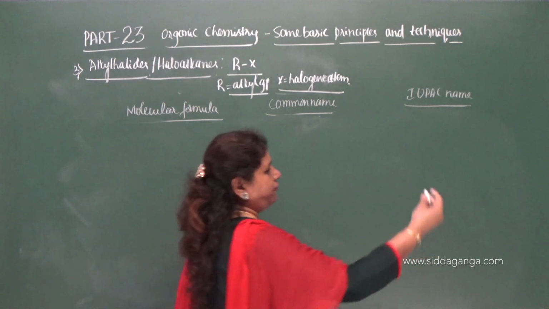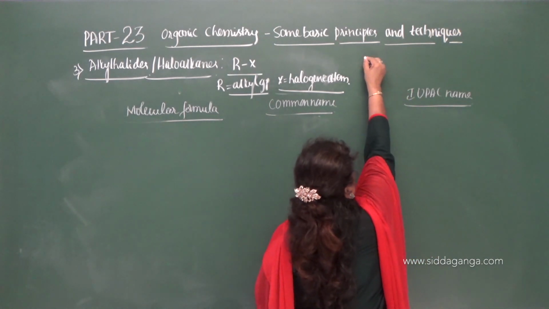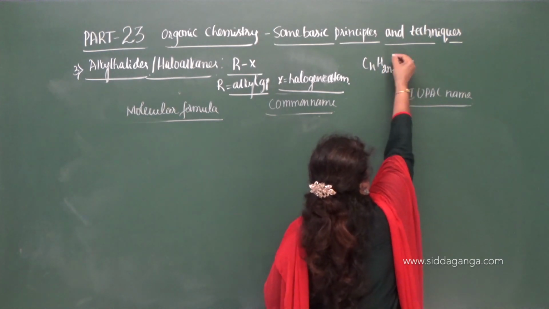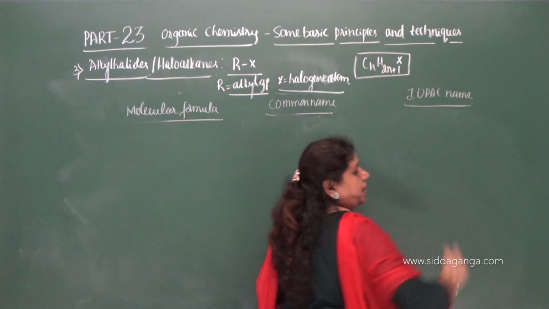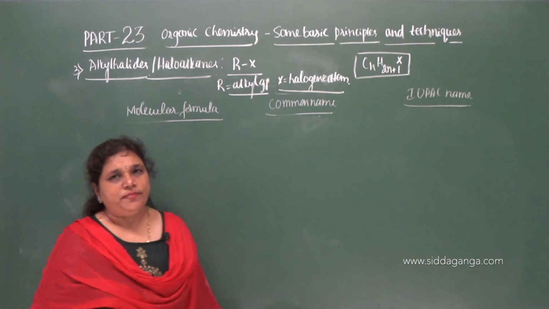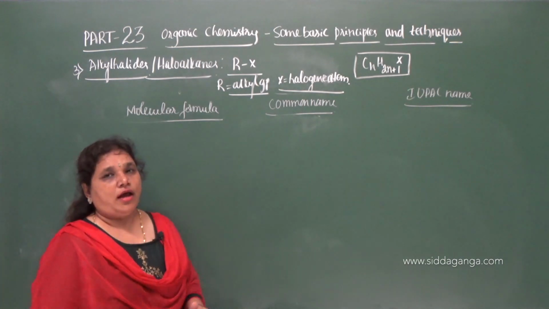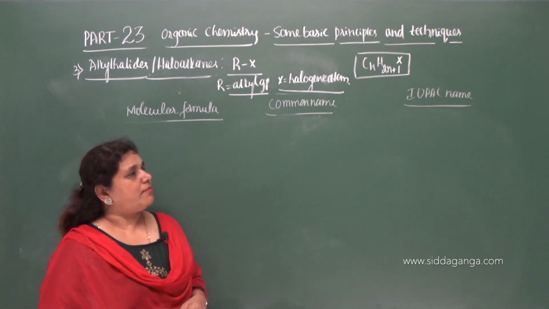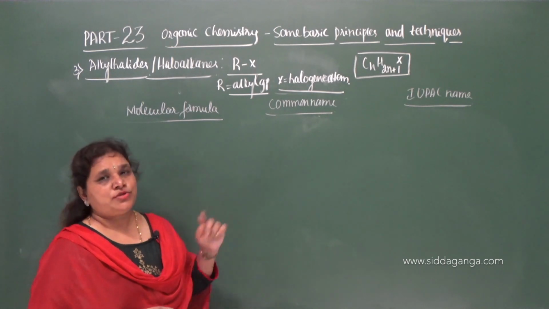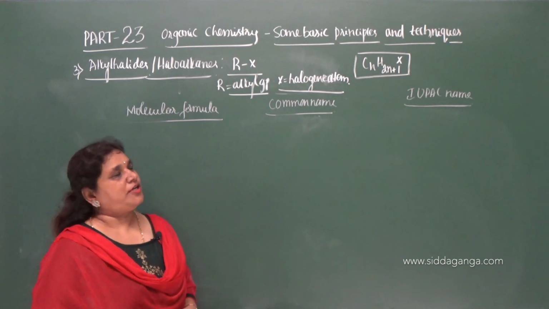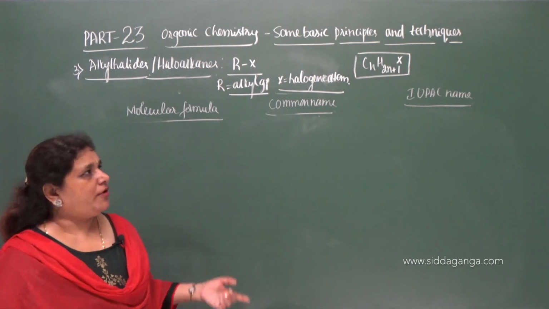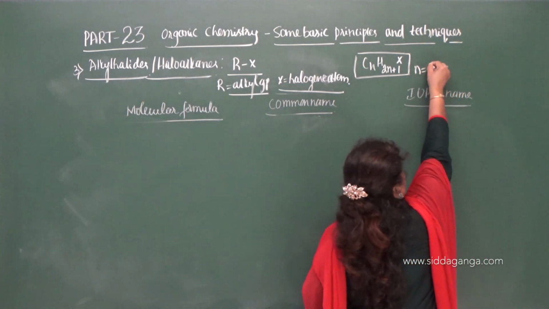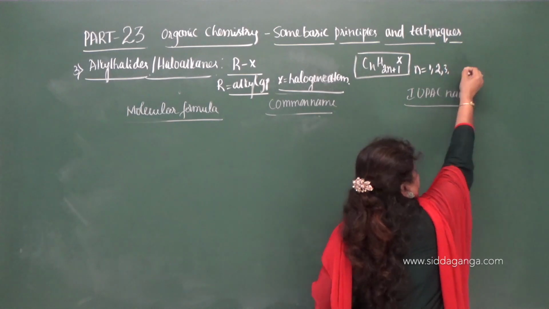Now what is the general formula? The general formula is CnH2n+1X. What is the general formula for an alkyl group? CnH2n+1, because alkyl groups are obtained by the loss of one hydrogen from the alkanes. What is the general formula for alkanes? CnH2n+2. So remove one hydrogen and substitute it by X. X may be chlorine, bromine or iodine. And what is the value of n? n starts from 1, 2, 3, etc.